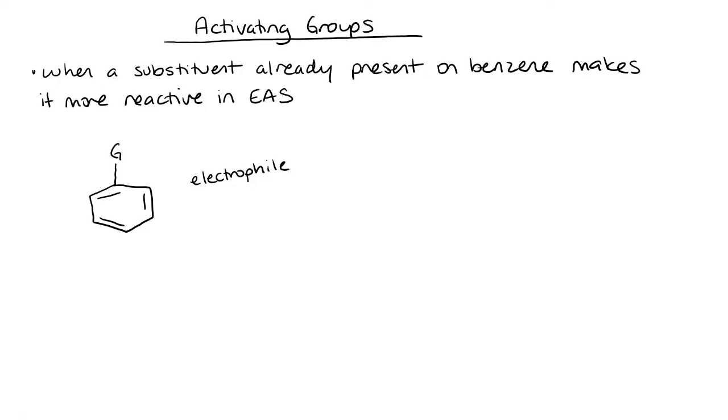So an activating group is a substituent that is already present on benzene that makes it more reactive in electrophilic aromatic substitution. So in this case, G is our group that is already on the benzene ring, and now this benzene ring is going to react with another electrophile. Okay, so G is already present. So G's presence is going to make benzene more reactive than it would be on its own.